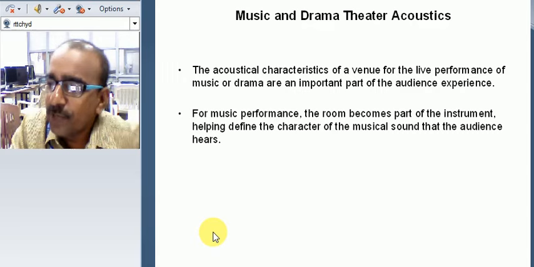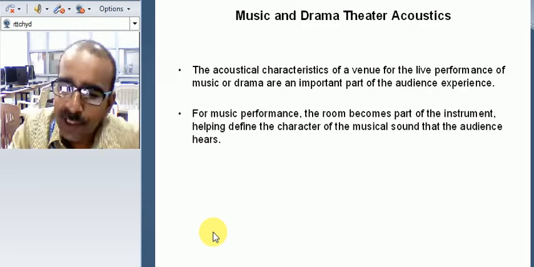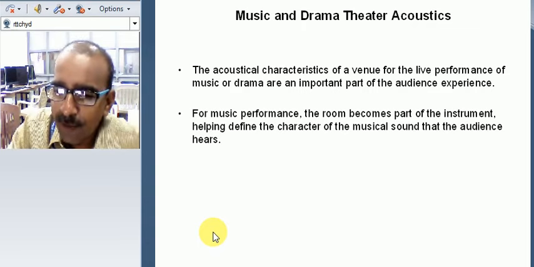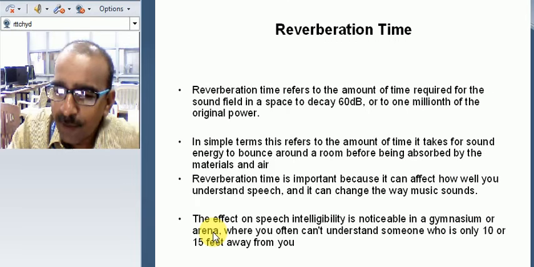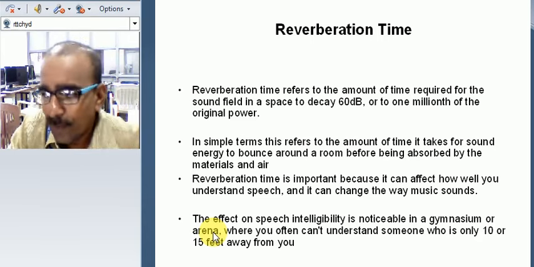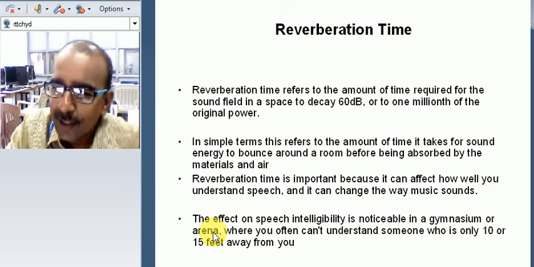In different music and drama theaters, the acoustic concept is mostly utilized. These are the places where acoustics are mostly utilized. Regarding reverberations, there is some theory to be learned. Reverberation time refers to the amount of time required by the sound in a space to decay by 60 dB, or to one millionth of the original power. This is the basic property of reverberation.